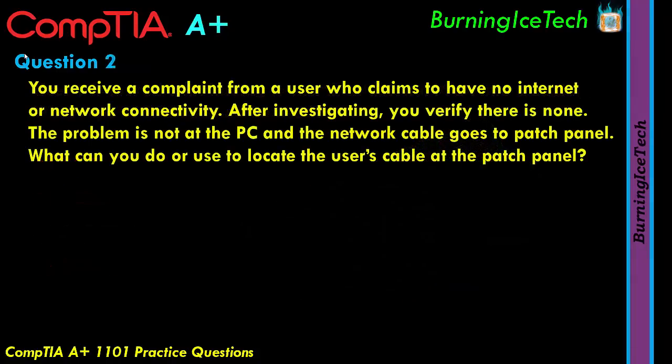You receive a complaint from a user who claims to have no internet or network connectivity. After investigating, you verify there is none at all. There indeed is no internet or network connectivity. The problem is not at the PC, and not the network cable that goes to the patch panel. What can you do or use to locate the user's cable at the patch panel?